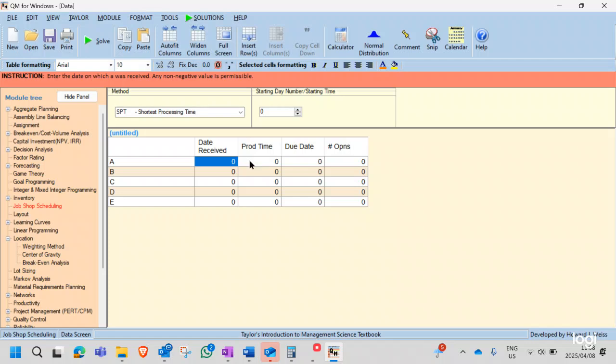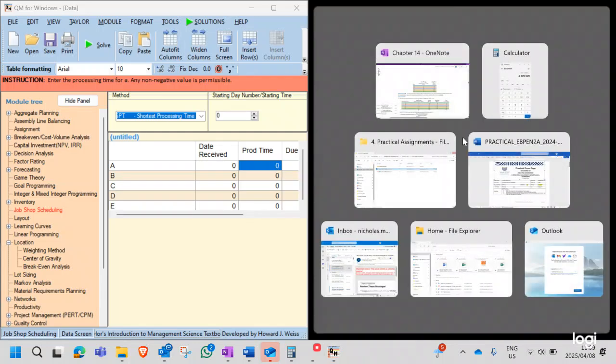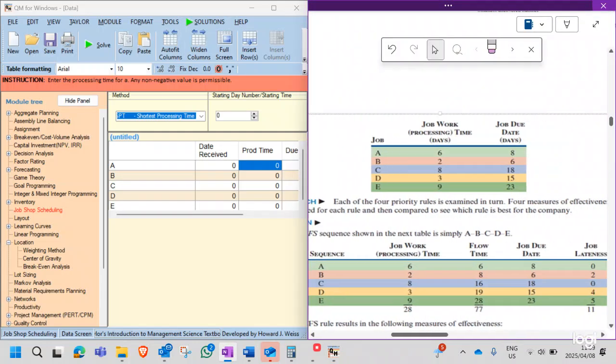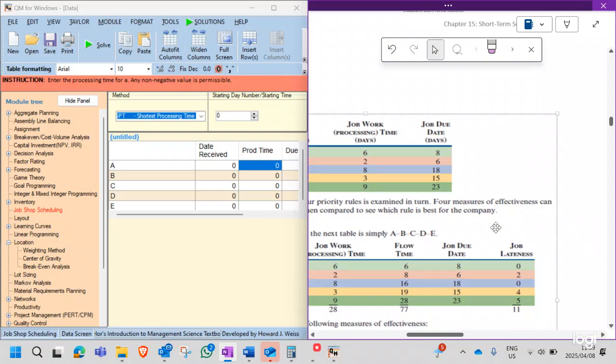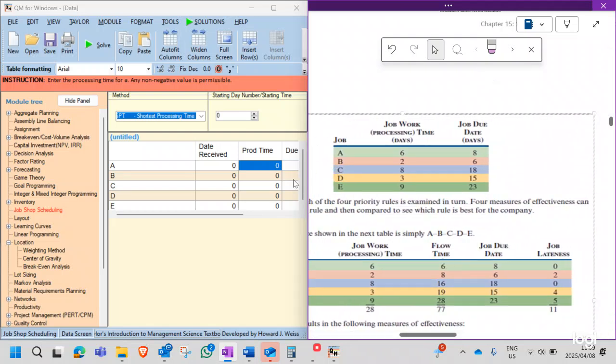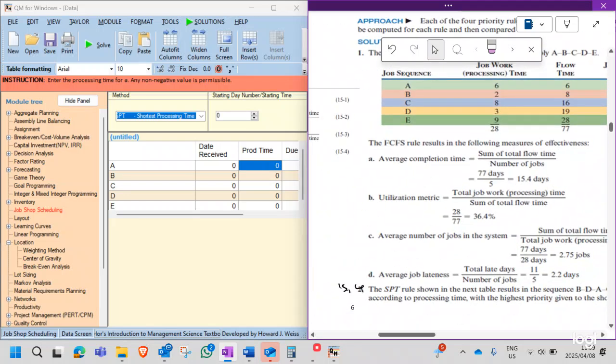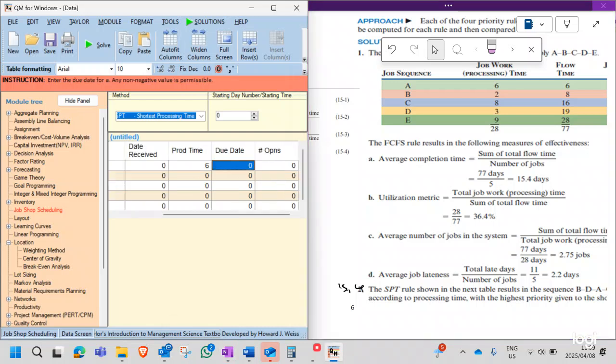Date received, we don't have date received. We have production date and we have due date. Yeah? Do you have a screenshot there of these things? Oh, let's do this rather. I want this. Okay. That is 6. Oops. That is 6. Due date is 6 again.